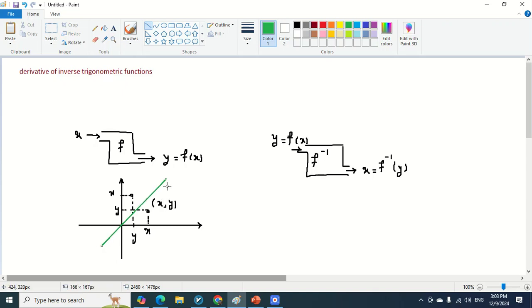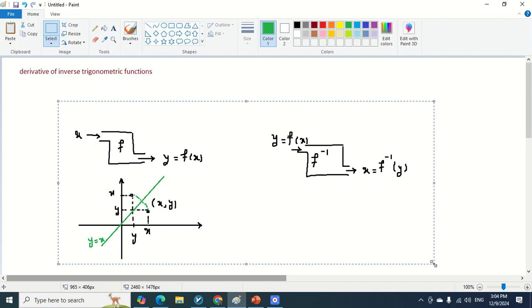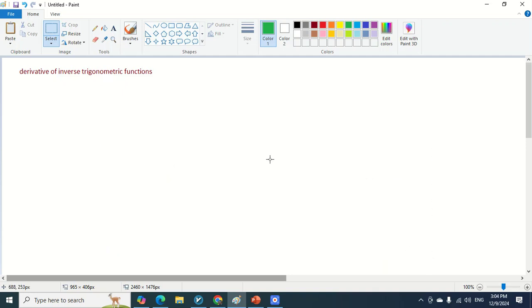Means that if I assume y equal to x over here, then you can see that it reflects the graph of these two functions. It means that the distance of the point from y equal to x is the same on both sides of this equation. So by this small discussion, we can see how we can calculate the inverse of a function.